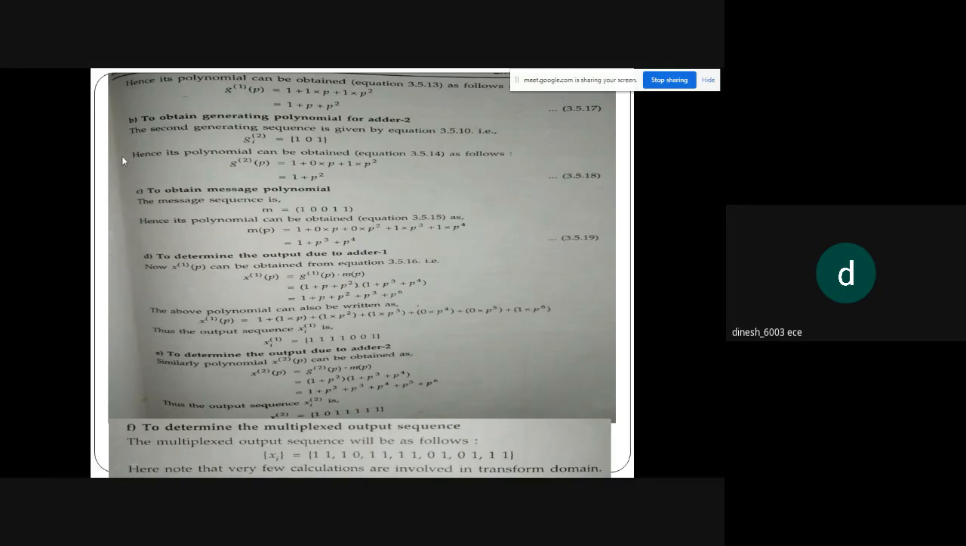Now simplify it. You know simplification, right? 1 into everything, you get 1. So 1 into 1, you get 1. 1 into p power 3 will be there. 1 into p power 4 will be there. Then p power 2 into 1, p power 2 into p power 3, p power 2 into p power 4. When you simplify, you will get 1 plus p power 2 plus p power 3 plus p power 6.